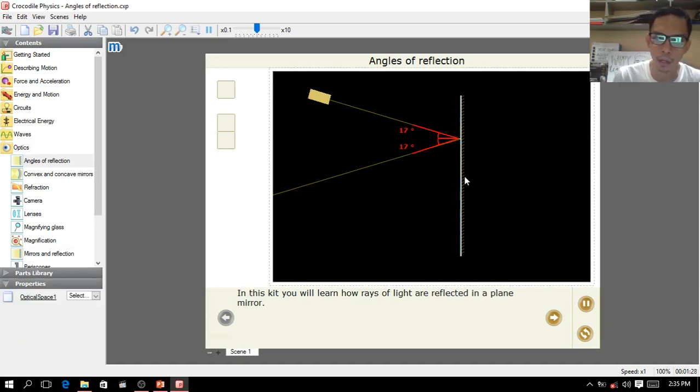What we have here is a clear demonstration of how the law of reflection works. It means that the angle of incidence is equal to the angle of reflection.